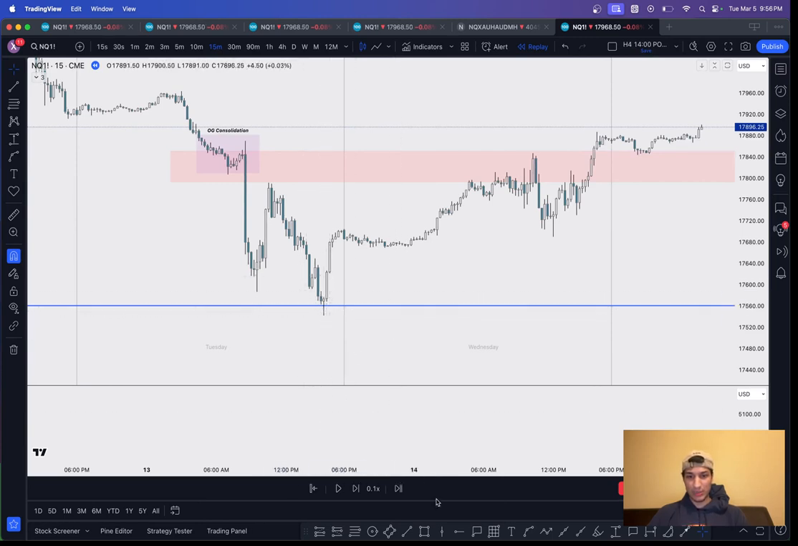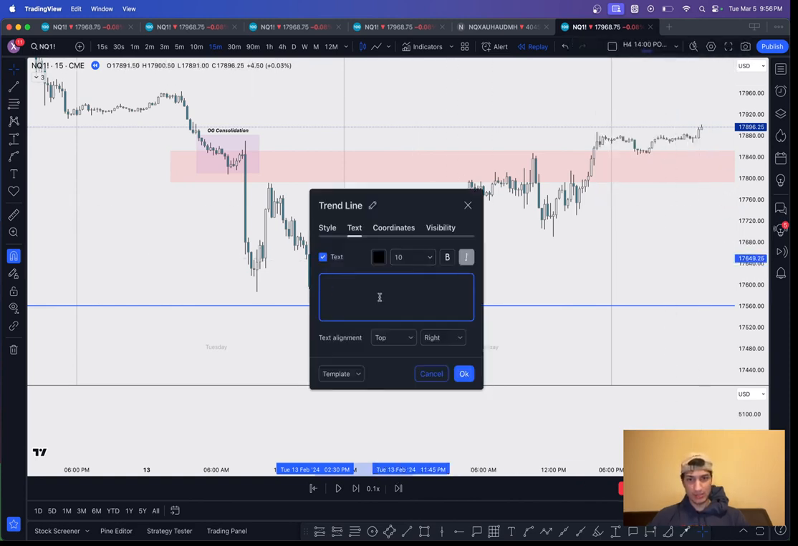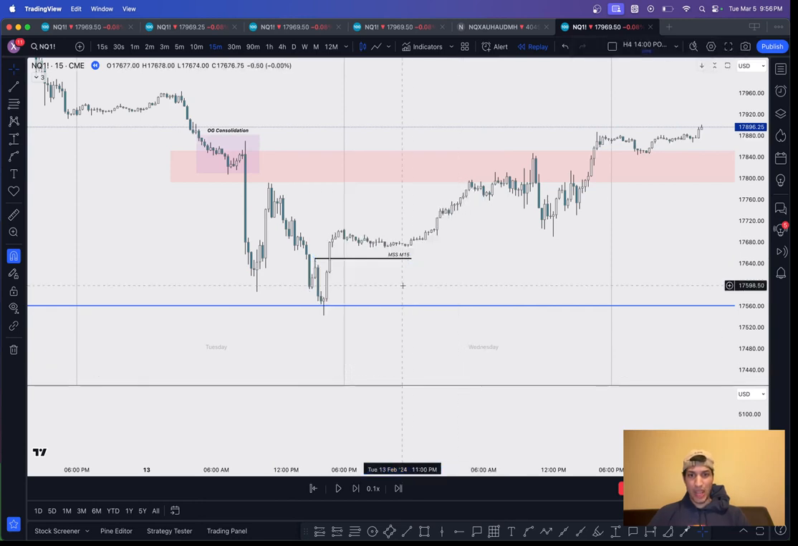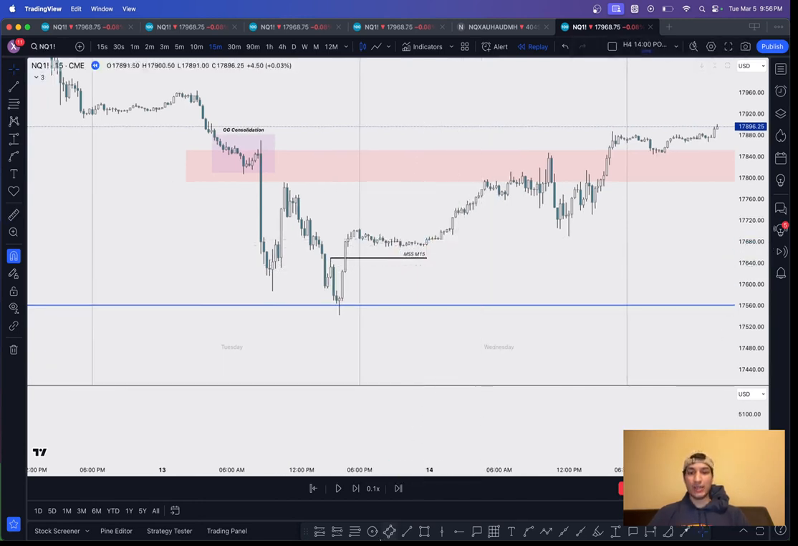We come in, we get our market structure shift above this high. I'll mark that out in black and I'll just say MSS. So now we have our 15-minute market structure. We're now in what I would call, right, buy program activation.